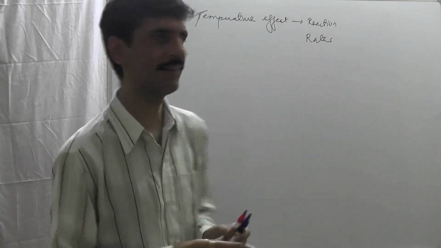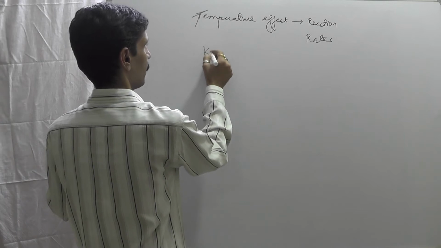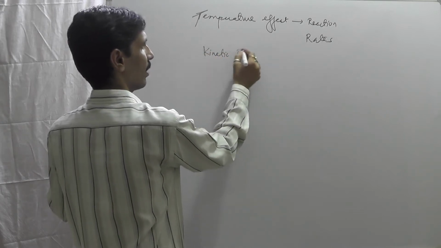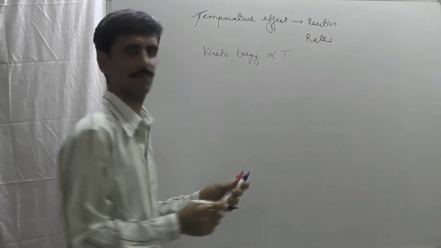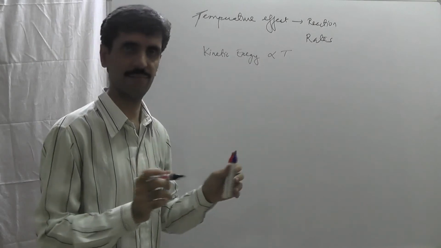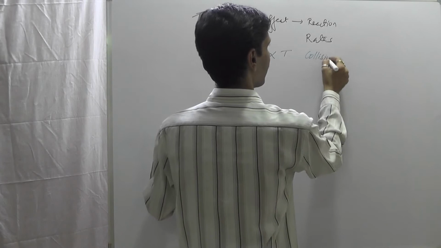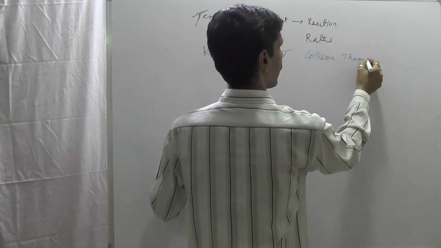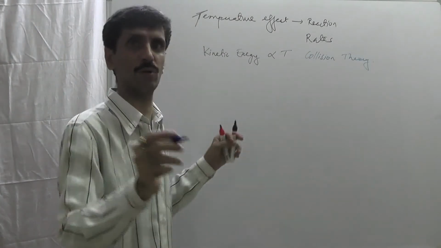See, the first point is, everybody knows that kinetic energy, which is the energy due to motion, is directly proportional to temperature. So as the temperature increases, the kinetic energy will also increase. Now if you remember the collision theory which I was talking about, collision theory talks about the two most important parameters which will make collisions effective collisions.